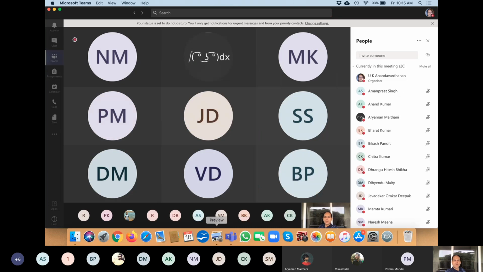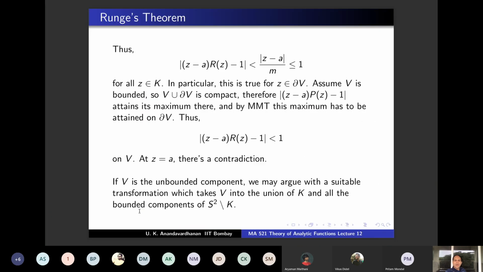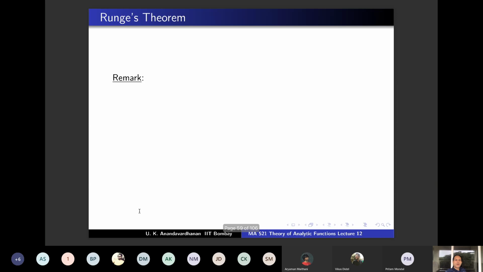So let's come to one more remark. We wanted to say that A has to meet each component, and that this cannot be relaxed, and we gave a counterexample, at least in the unbounded component case. But if you look at the proof, which is the correct thing to do, we have to show that if you don't have that assumption, then you get a contradiction.